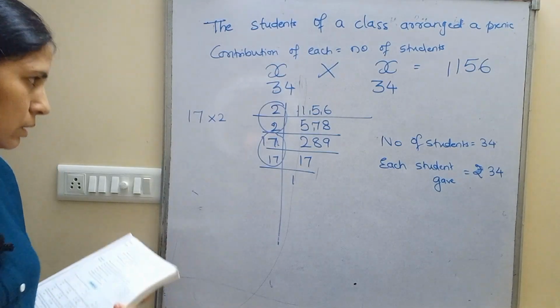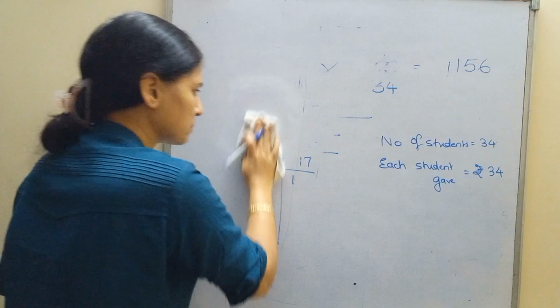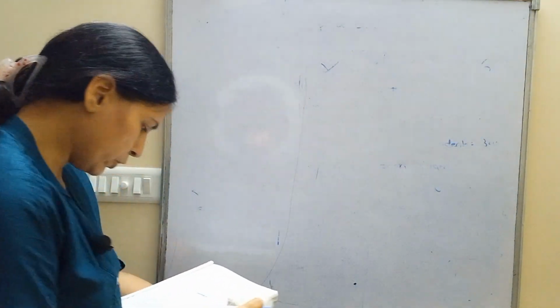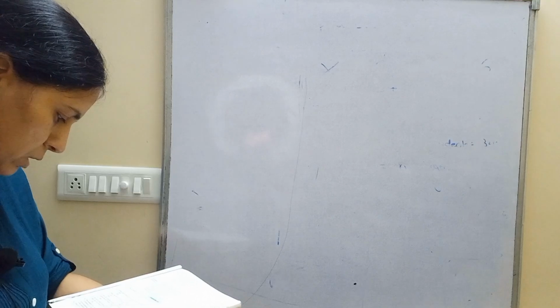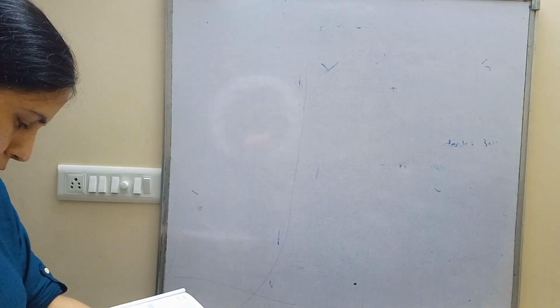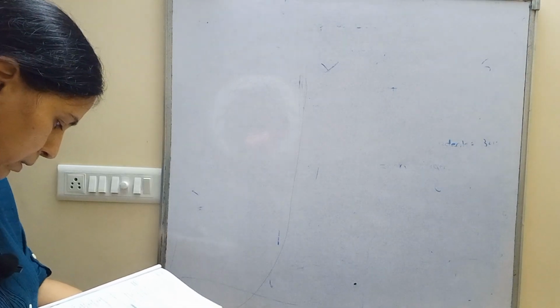I hope this is easy for you. Should we go ahead with the next sum? The next sum says, in an auditorium there are a number of rows, and in each row the number of chairs is equal to the number of rows. If the total capacity is 2025, find the number of rows.